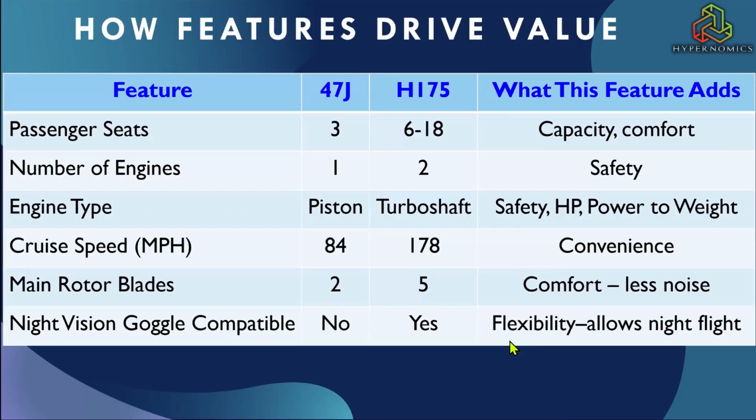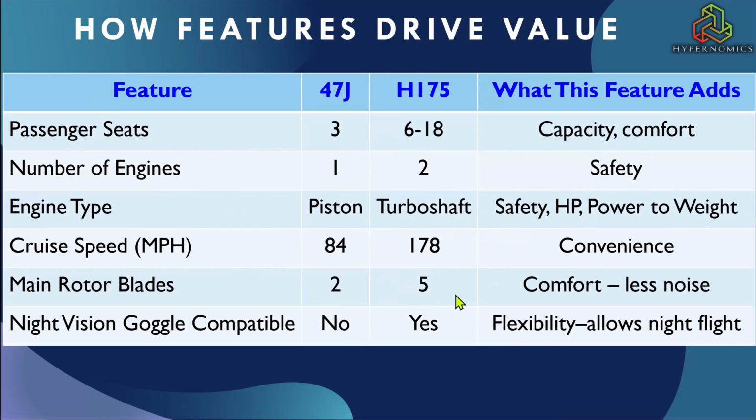So what we might hypothesize then is you've got these features. You've got seats that add comfort. We've got engines that add safety. Engine type, the turboshafts have a better power to weight ratio. They offer more horsepower overall and make it a safer environment. Then the cruise speeds are noticeably different. And then the main rotor blades.